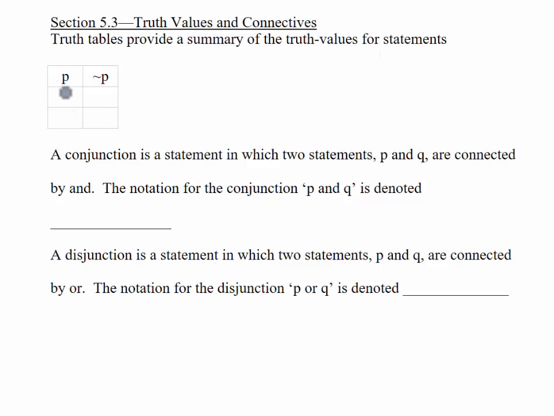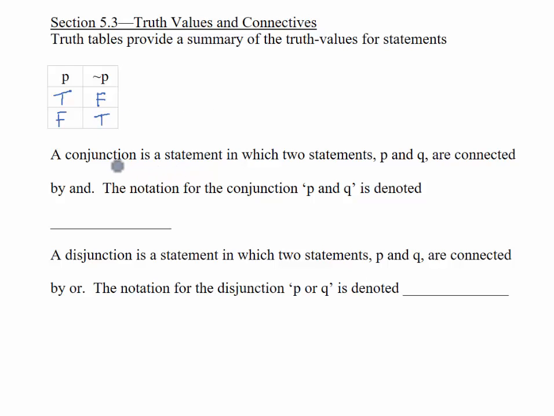So for example, any statement P could be true or it could be false. If statement P is true, then not P has to be false. If statement P is false, then not P has to be true.